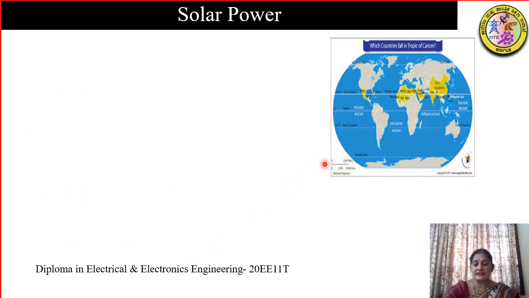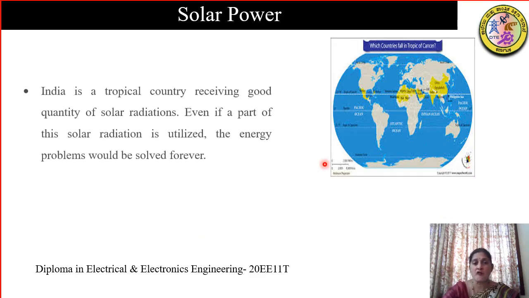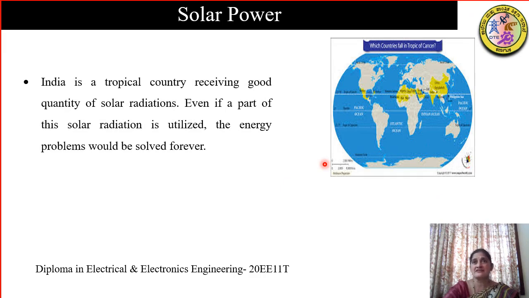When we generate electricity, our major requirement is that we want electricity continuously throughout the day. We don't want power cuts. So what do we need? If we generate electricity from the sun, the main question is, are we able to get it continuously?